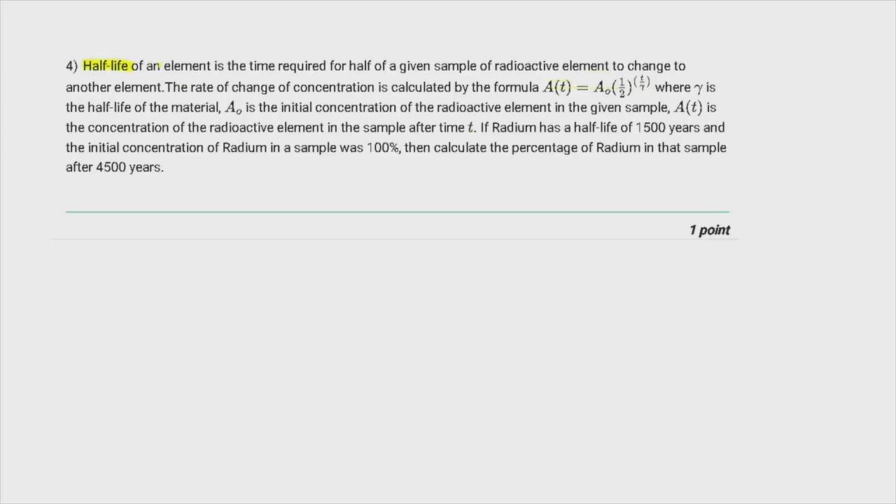So question says half-life of element is time required for half of a given sample of radioactive element to change to another element. The rate of change of concentration is calculated by this formula, where gamma is the half-life, A0 is the initial concentration, and At is the concentration of radioactive element after time t. If radium has a half-life of 1500 years and the initial concentration in a sample was 100%, then calculate the percentage of radium in that sample after 4500 years.